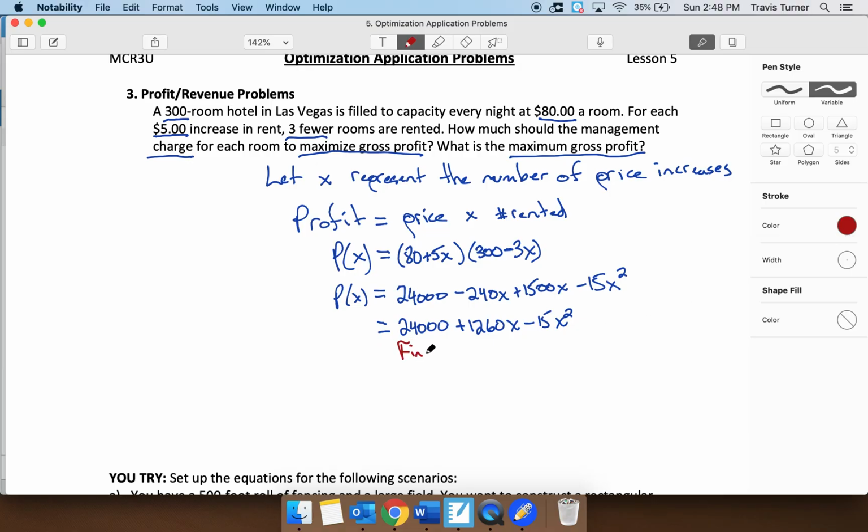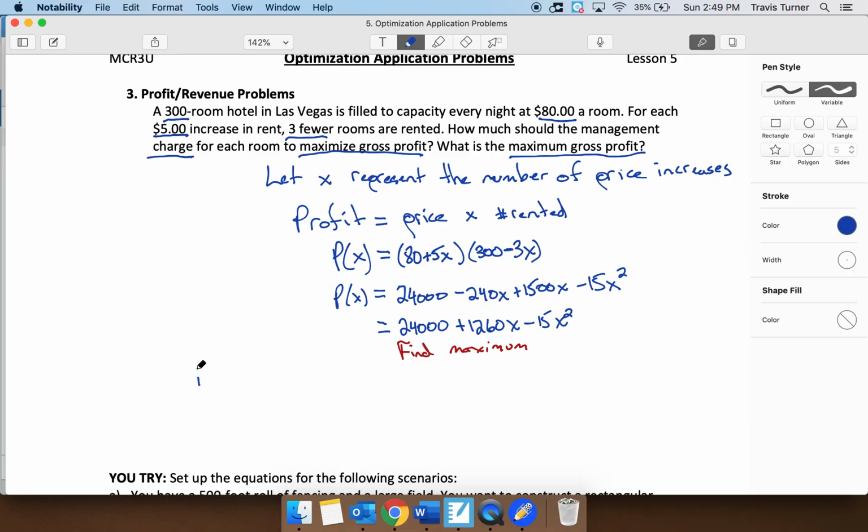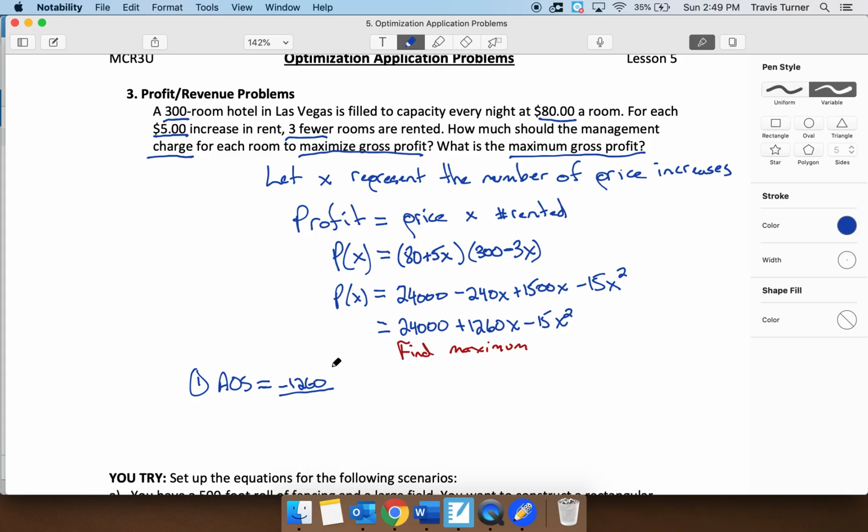So I want to find the maximum. Again, two options. You could either set it up so you've got your axis of symmetry or complete the square. So I'm going to do axis of symmetry, which will give me the x value. So negative b, so b here is 1260, over 2 times a, which is negative 15. Oops, 2 first. So if you punch that into your calculator, you get x is equal to 42.